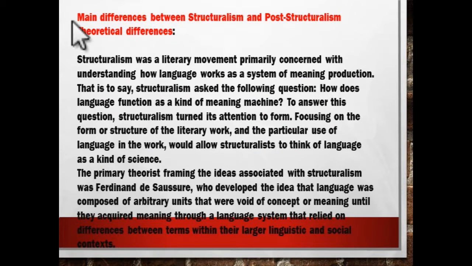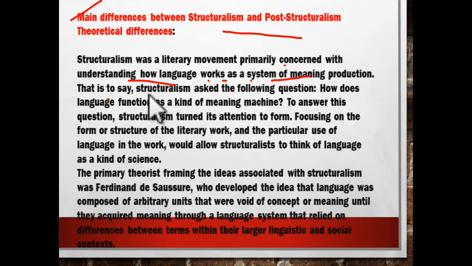Next, look at the main difference between structuralism and post-structuralism. Structuralism was a literary movement primarily concerned with understanding how language works as a system of meaning production. That is, how language works as a system for the production of meanings.